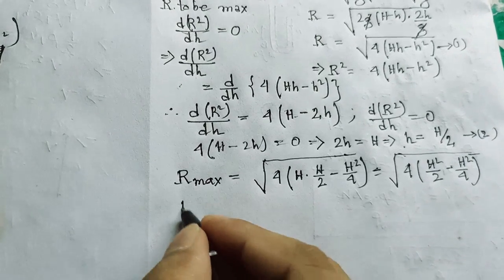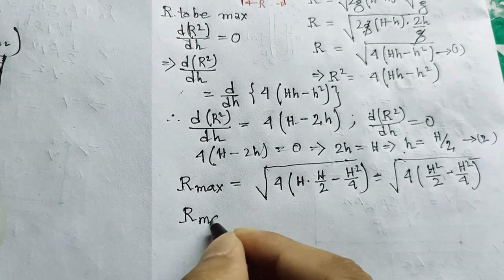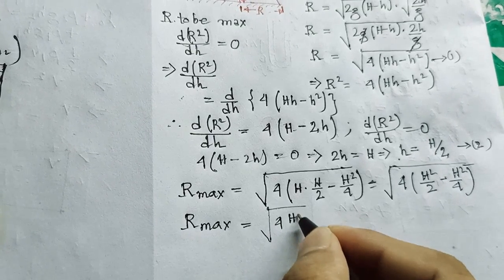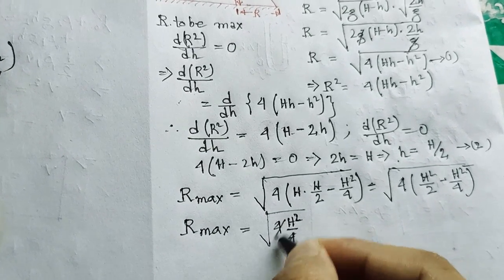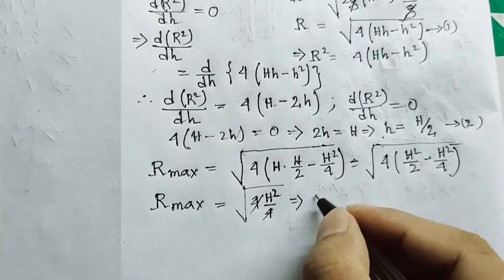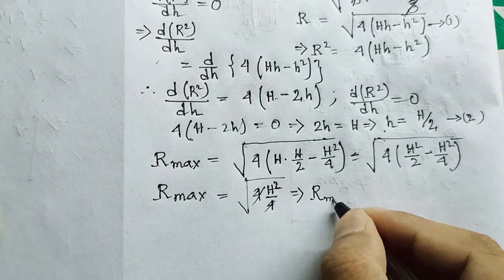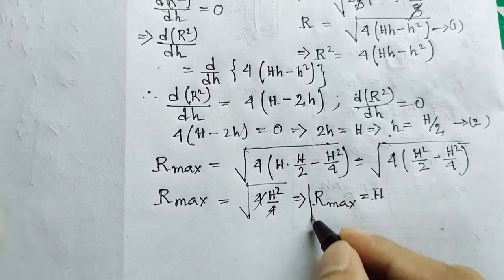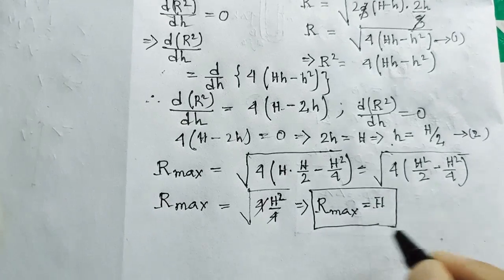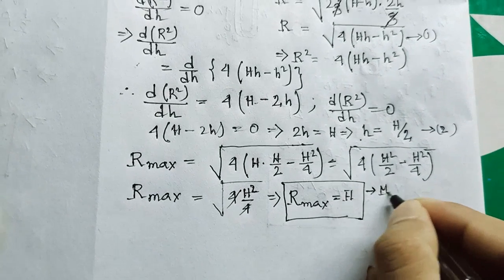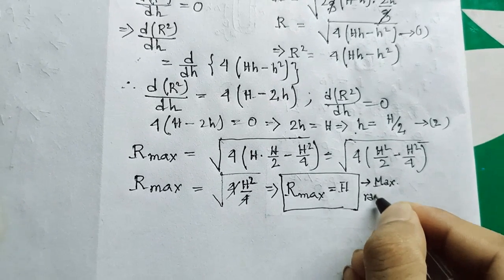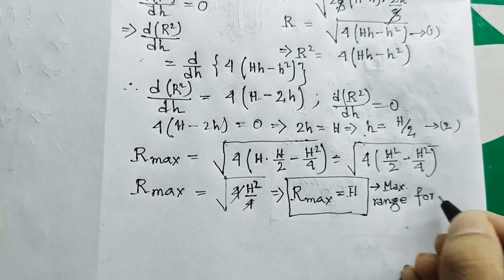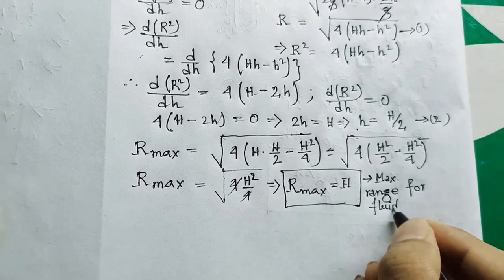So R max will be under root 4 into H square divided by 4. So ultimately our maximum range, R max, becomes equal to H. So this is our required maximum range for the fluid jet.